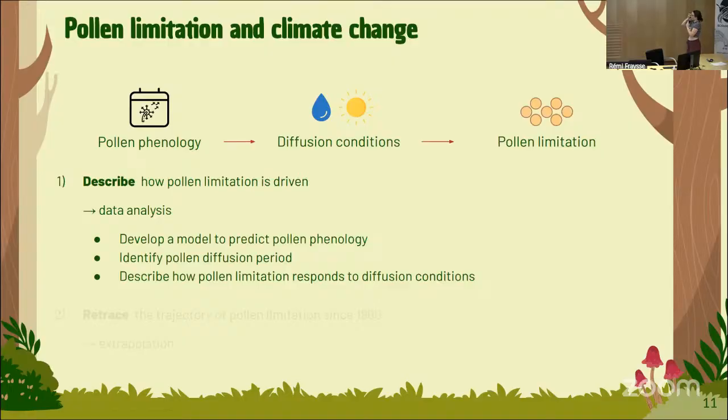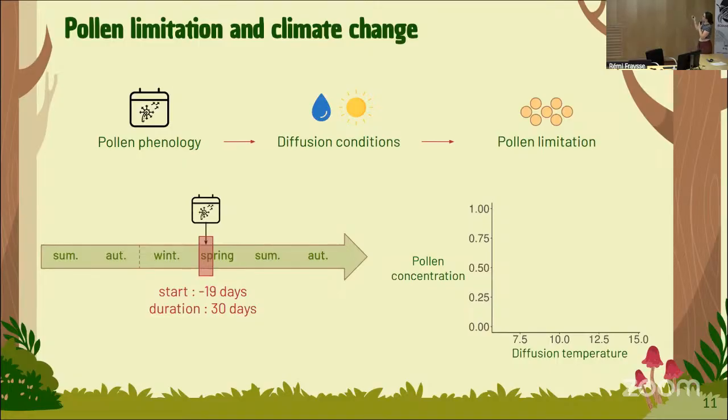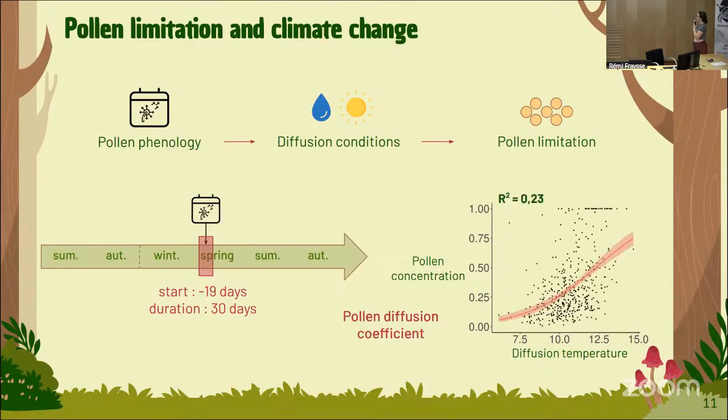Okay, so now that I know when pollen diffusion occurs, I wanted to describe how pollen limitation responds to the conditions at this timing of pollen diffusion. And so it was this graph. I looked at how pollen concentration responds to the diffusion temperature and tried to find the function that best describes this response. So this is the function. I called this function the pollen diffusion coefficient.